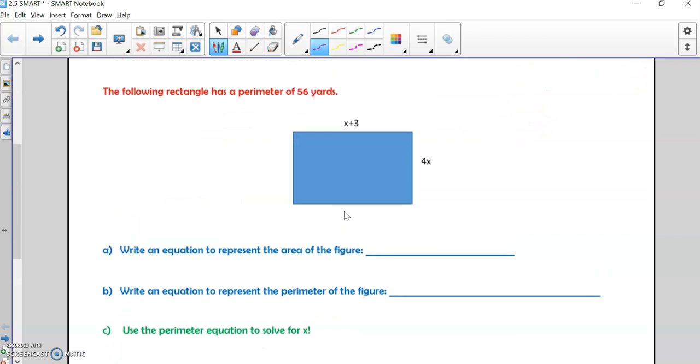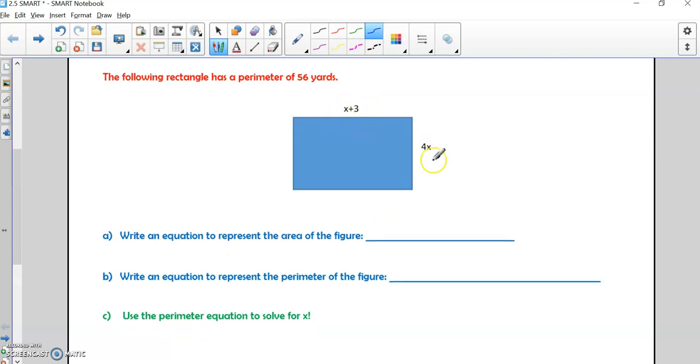So what we're going to be doing today is figuring out how to do that when we really just have a bunch of variables as opposed to regular numbers. So let's say I have two sides of my rectangle. One is x plus 3, one is 4x. Let's start by filling in missing sides. I know that this side will be 4x, and then I know that this side will be x plus 3. Again, that's because we know that rectangles have opposite sides that are equal to each other.